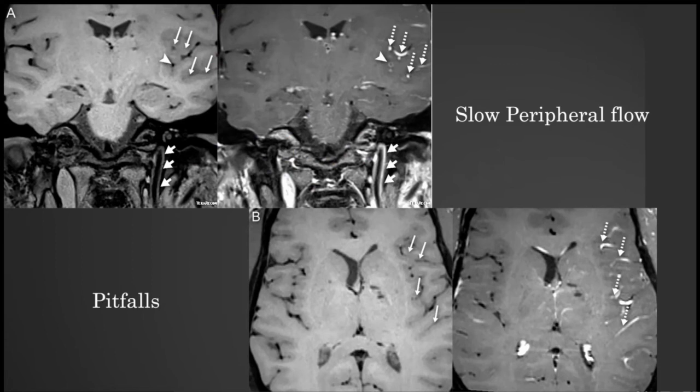Again, examples of the slow flow and how that can make things look. It can throw you off a little bit, but these are veins that are enhancing, not arteries.